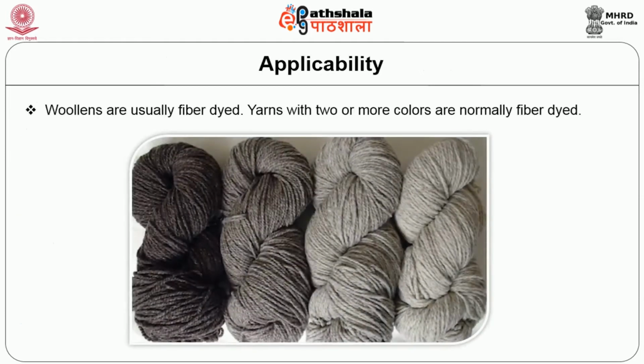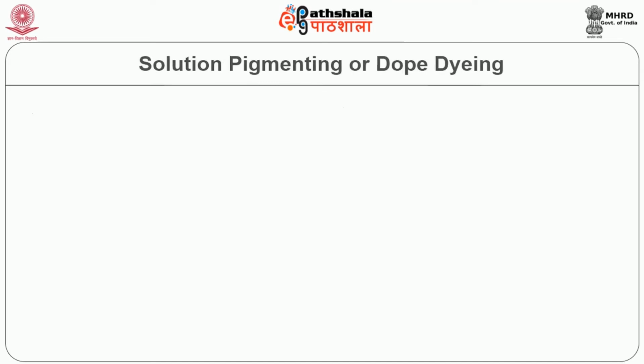Woolens are usually fiber dyed. Yarns with two or more colors are normally fiber dyed. For example, dyed black wool fiber might be blended and spun with undyed white wool fiber to produce soft heather-like shade of grey yarn. The next is solution dyeing.